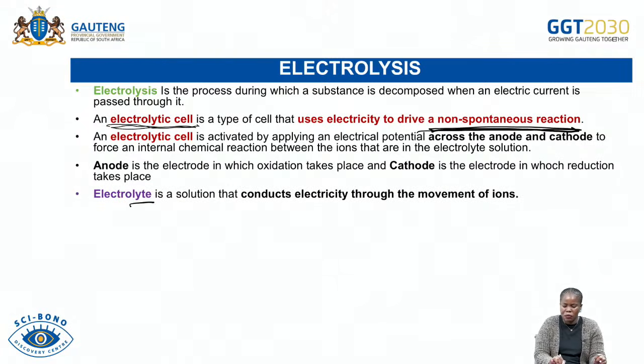It's not an electrolytic cell. It's not an electrolysis, but it's an electrolyte. It is a solution that is able to conduct electricity through the movement of ions. Now that these salts have dissociated or decomposed to form the ions, there's this movement of ions. That solution that is able to conduct electricity through this movement of ions, we refer to as an electrolyte.